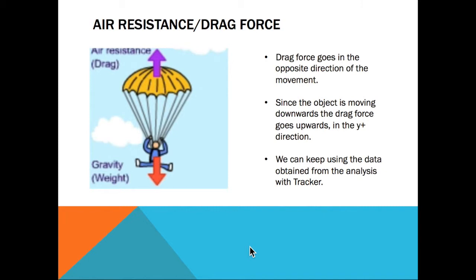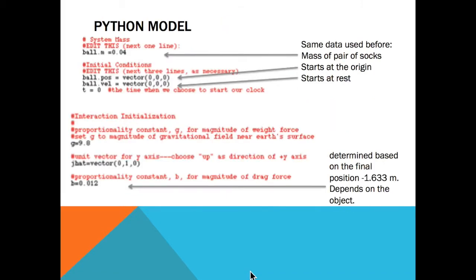Air resistance, or drag force, goes in the opposite direction of the movement, as you can see in the picture. Since the object is moving downwards, the drag force goes upwards in the positive y direction. We can keep using the data obtained from the analysis with Tracker. I created a new Python model using the same data that I used before: the mass of the pair of socks, the position starting at the origin, and the velocity starting at rest.